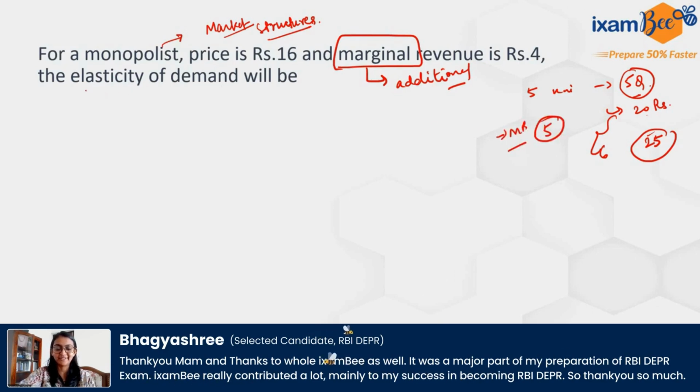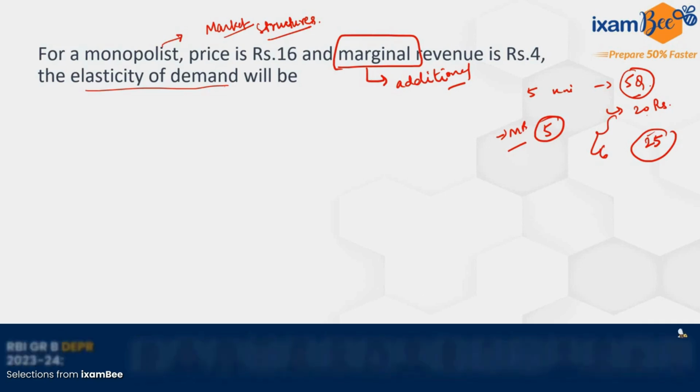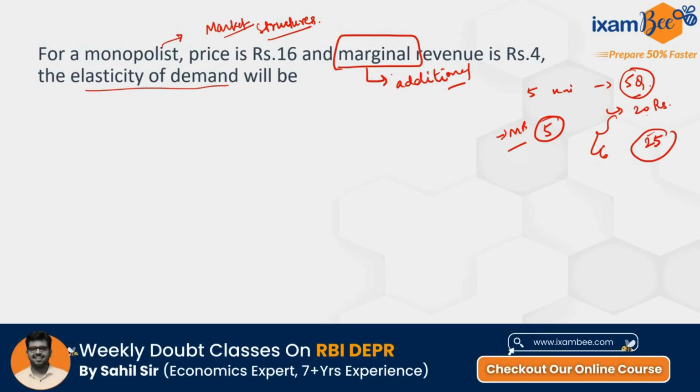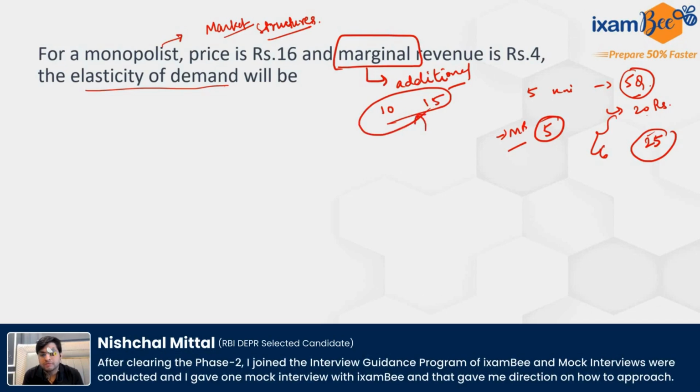Now coming to the term elasticity of demand. Elasticity of demand tells you the responsiveness: for a certain percentage change in price, how much will be the percentage change in the quantity demanded. For instance, let's say the price of a particular product increases from 10 to 15 rupees. Now because of this increase, how is the quantity demanded changing? That is given by elasticity of demand.